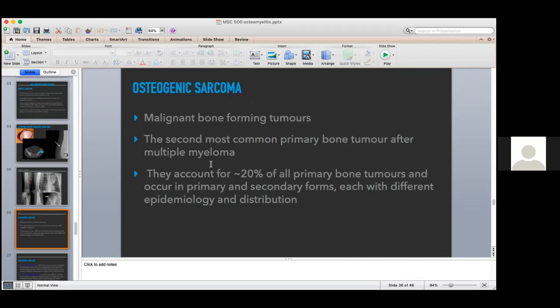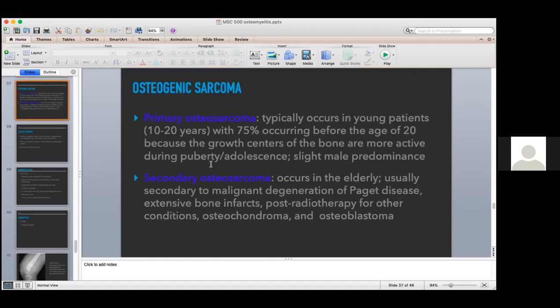Okay, so osteogenic sarcoma, this is a malignant bone-forming tumor, the second most common primary bone tumor after multiple myeloma. It accounts for about 20% of all primary bone tumors. So it is the commonest bone tumor you'll see in the younger generation. Okay, and what is that age bracket? We normally say 10 to 20 years, but you can see it up to 25 years.